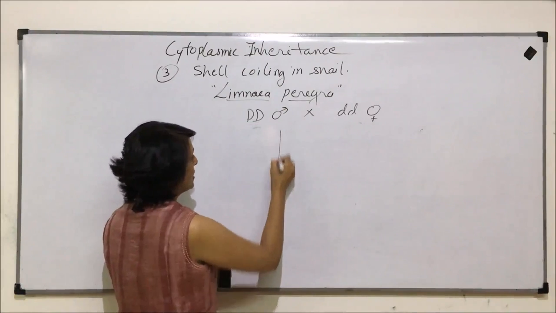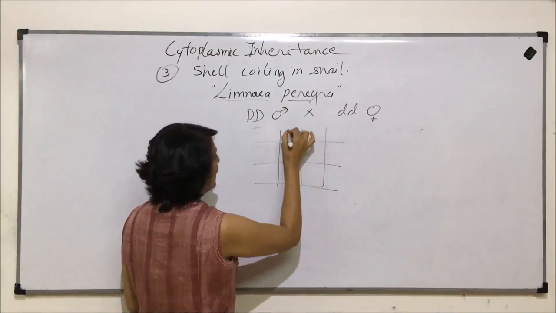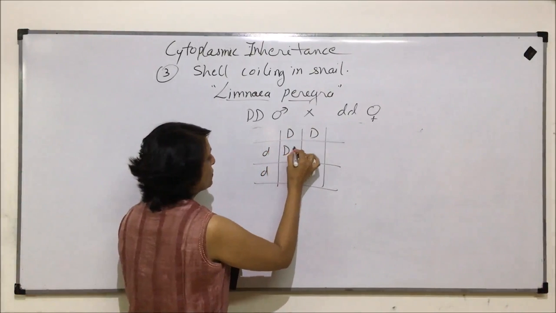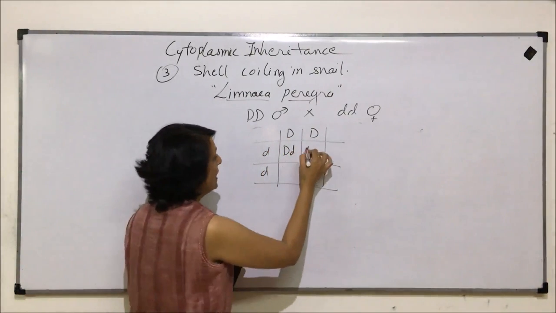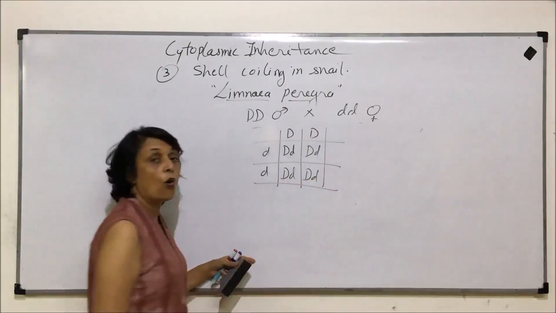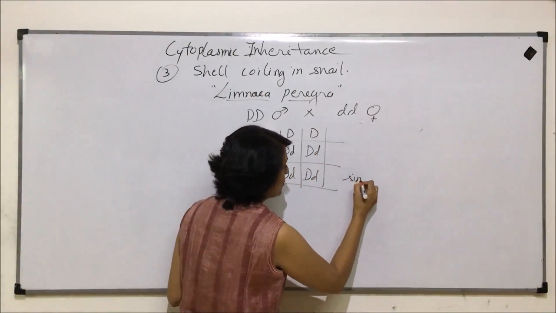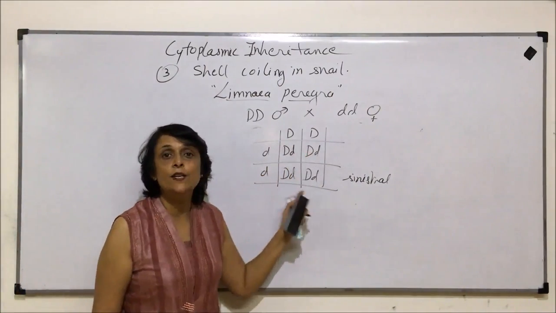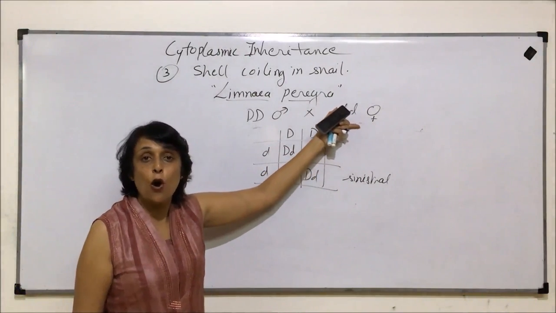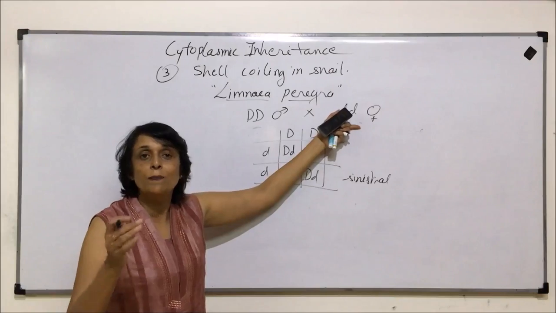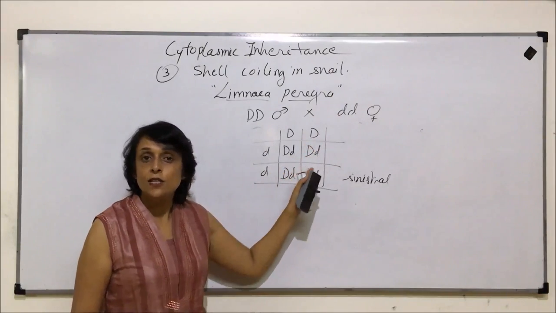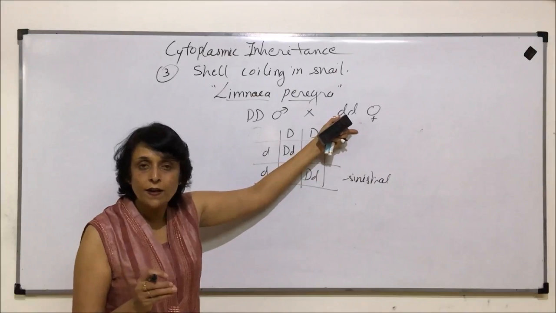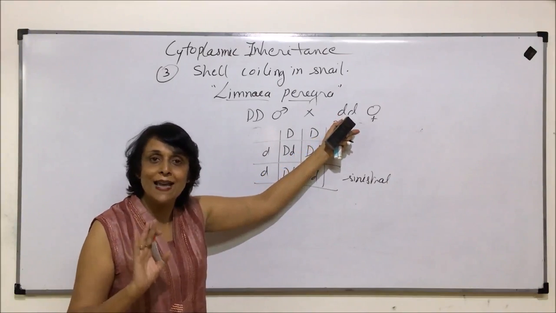Now, let us talk about this one. If we see this cross in our Punnett square, the male gametes will have D and D, and the female gametes will have small d and small d. So all offspring are going to be capital D, small d, heterozygous, and all four are going to be sinistral. What is the reason for them being sinistral? Because they did not receive the protein from the female gamete, or from their mother. That means the shell coiling of this generation is pre-decided. It is decided by whether the mother is producing that protein in the egg or not.